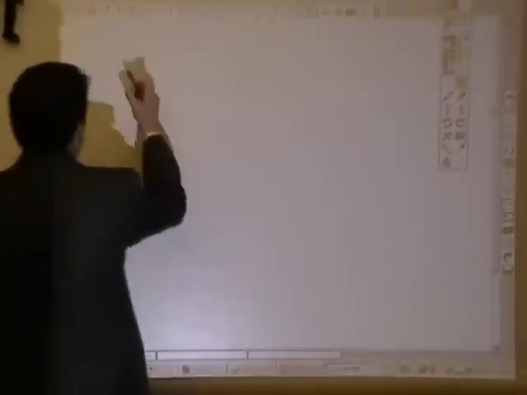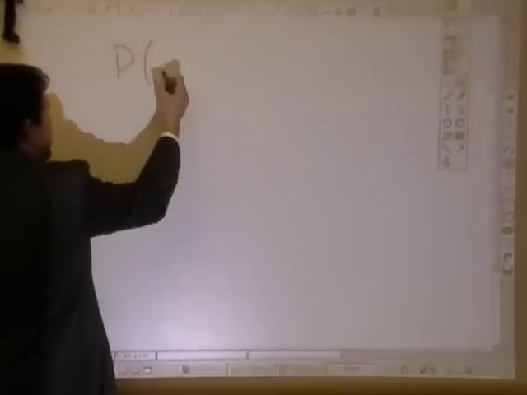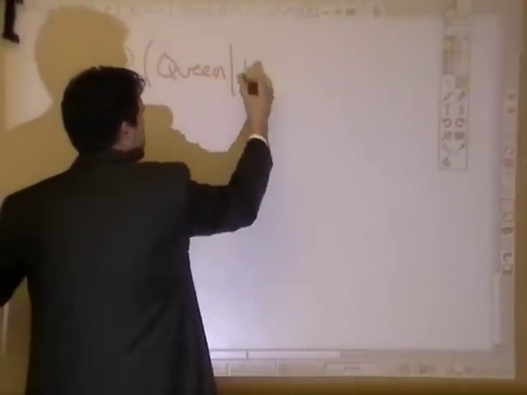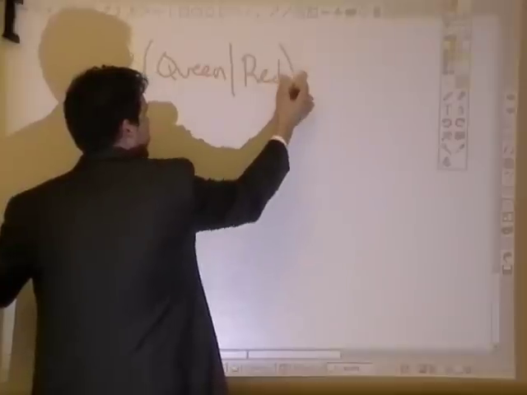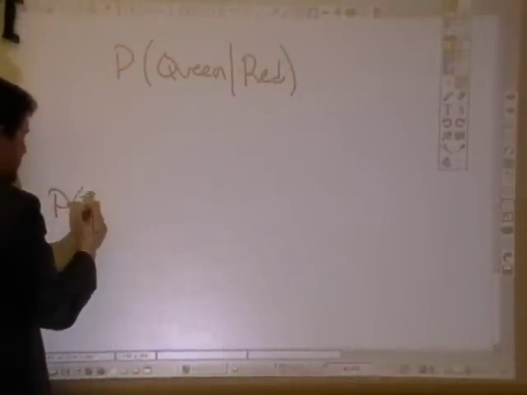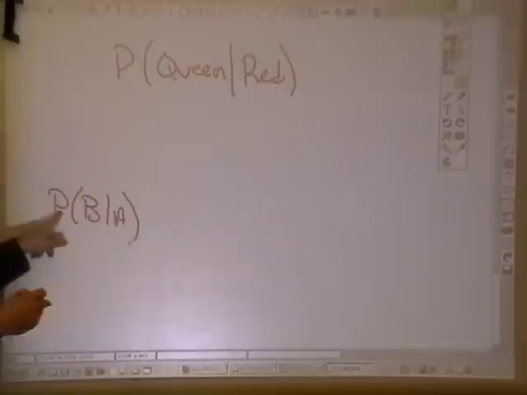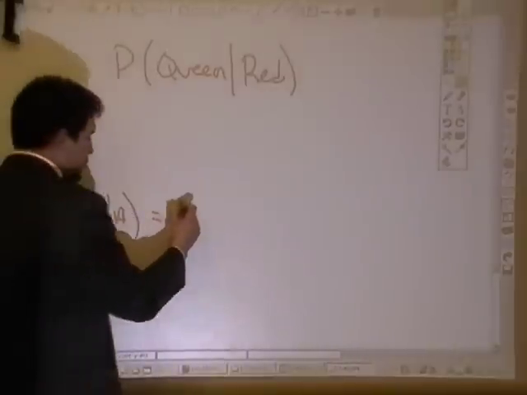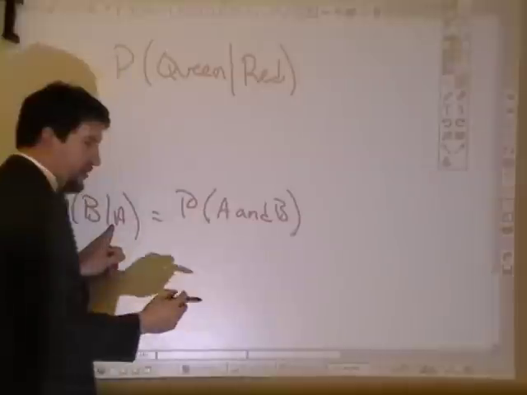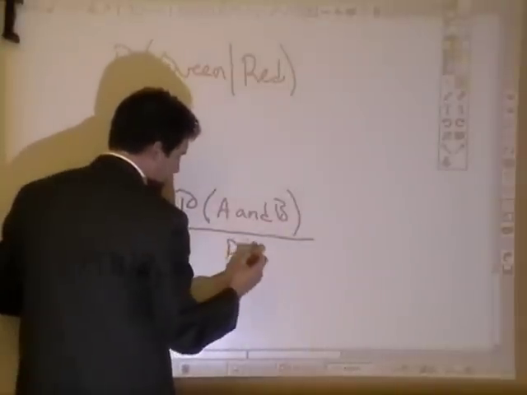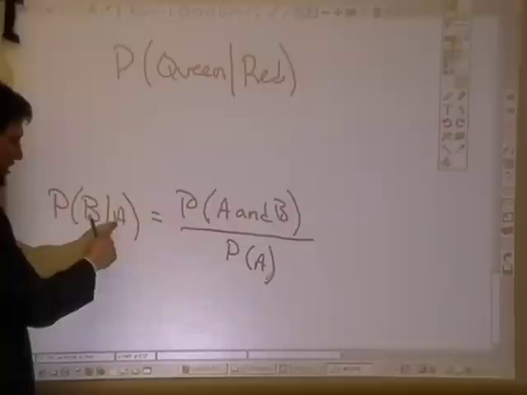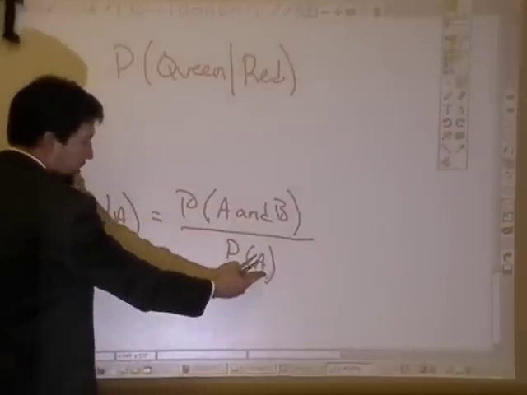What's the probability of getting a queen, we'll go with a queen, given that the card is red? Now the formula is this. It says the probability of B given that A has happened is equal to the probability of A and B, meaning both events have happened, divided by the probability of A. Notice that this looks like a fraction and A is in the denominator.